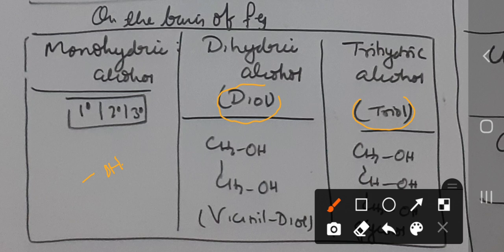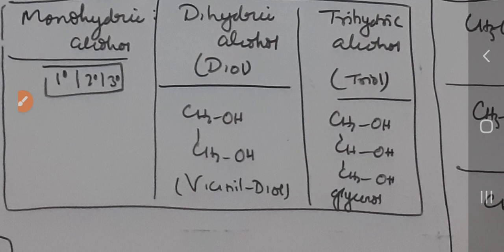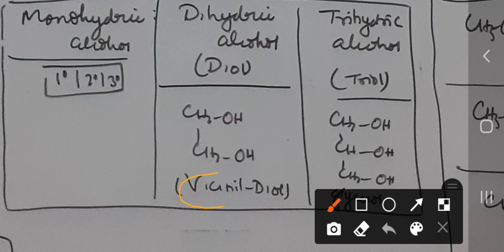Now, dihydric alcohol has two OH groups, and if these two OH groups are attached to two consecutive carbons, then we can write vicinal diol. You can write the IUPAC name of this compound, but it has commercial value. It is known as ethylene glycol. This is ethylene glycol and it is a vicinal diol.